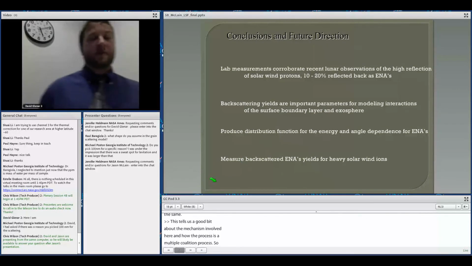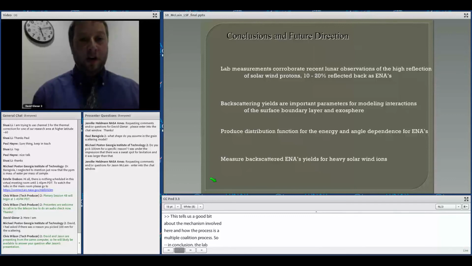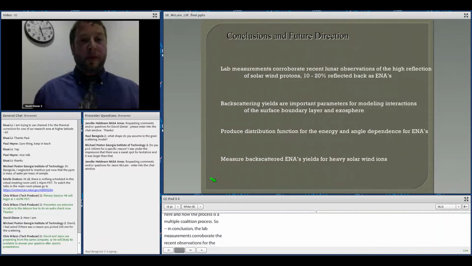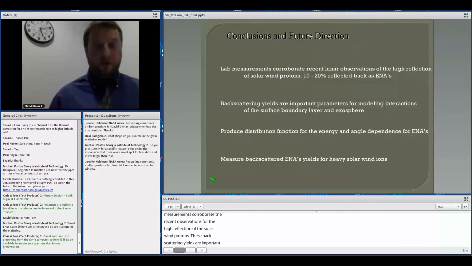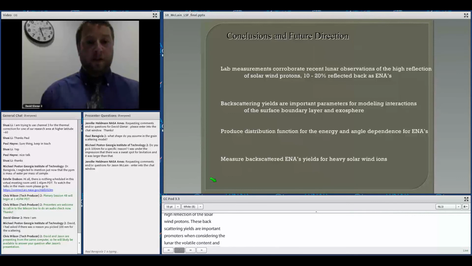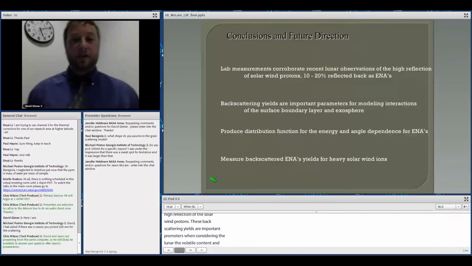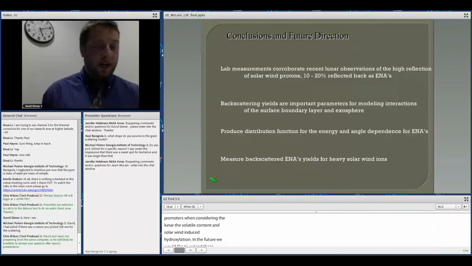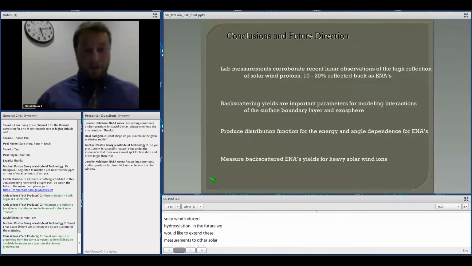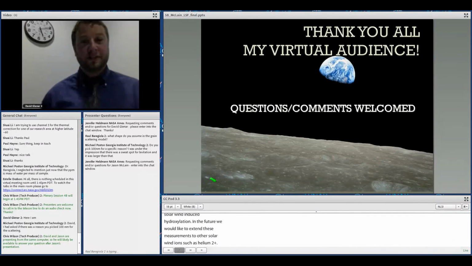So in conclusion, our lab measurements do corroborate the recent observations of the high reflection of the solar wind protons, and these backscattering yields are important parameters when considering the lunar volatile content and the solar wind-induced hydroxylation. In the future, we'd like to extend these measurements to other solar wind ions, such as helium-2+. And from these data, we can produce a distribution function to help with the observations. So, thank you.